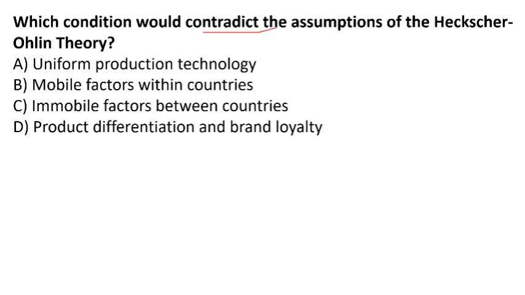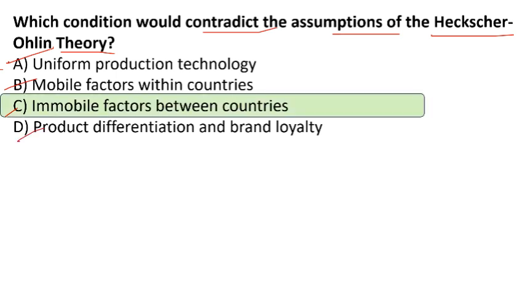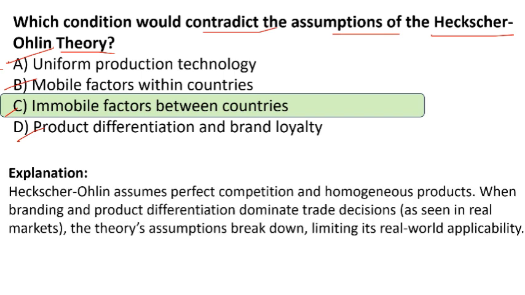Which condition would contradict the assumption of the Heckscher-Ohlin theory? Basically, there is one option that contradicts the assumption. Which option is that? A, uniform production technology. B, mobile factors within countries. C, immobile factors between countries. Or D, product differentiation and brand loyalty. So the right answer is immobile factors between countries. See, Heckscher-Ohlin assumes perfect competition, correct, and homogeneous products. When branding and product differentiation dominate trade decisions as seen in real markets, the theory's assumptions break down, limiting its real-world applicability.